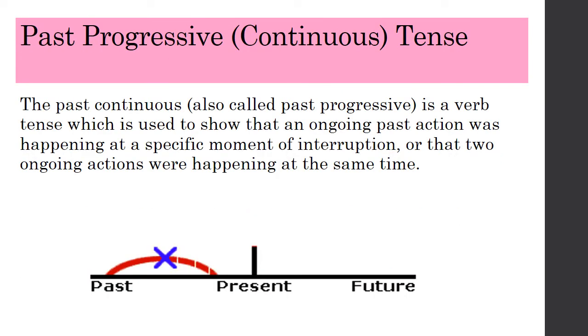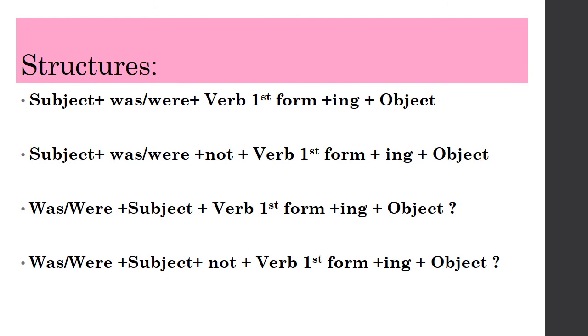Now we are going to discuss past progressive continuous tense. The past continuous, also called past progressive, is a verb tense which is used to show that an ongoing past action was happening at a specific moment of interruption, or that two ongoing actions were happening at the same time. Here are the structures of past progressive tense.